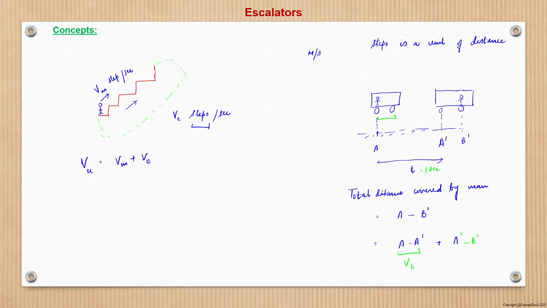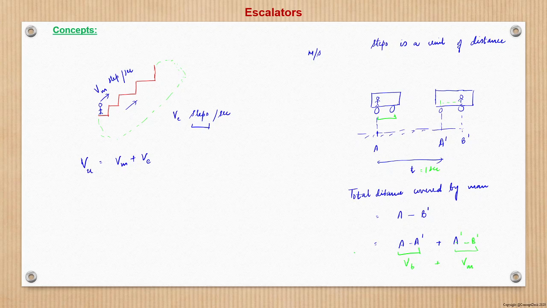Distance covered in 1 second plus distance covered by the bus. And this A dash to B dash is nothing but the distance as the man goes from the rear wheel to the front wheel. So here, this is the distance covered by the man, right? In respect of speed, we can say this is the velocity of the man.